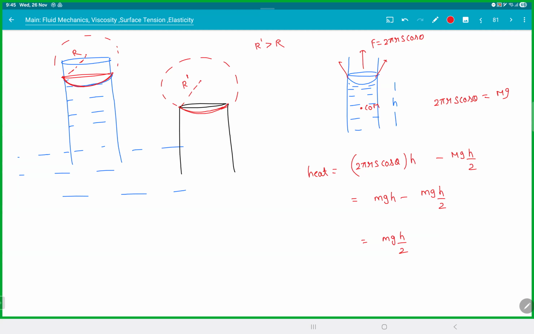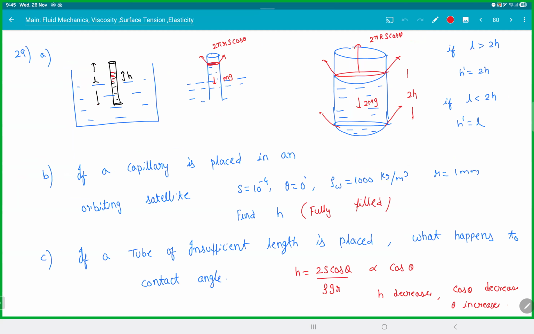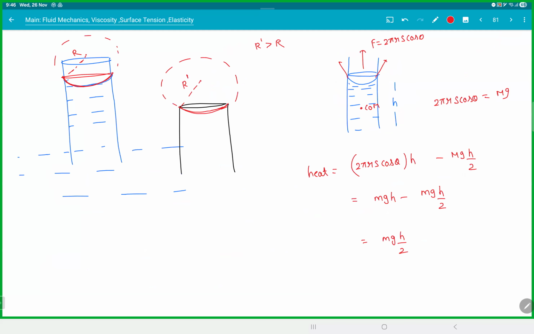You always get this. Why is there 2mg? Yashil, not clear? There are two meniscuses, so there will be two 2 pi r S cos thetas. If one 2 pi r S cos theta can balance 1 mg, then two will balance 2 mg. No? Clear with the heat produced thing?